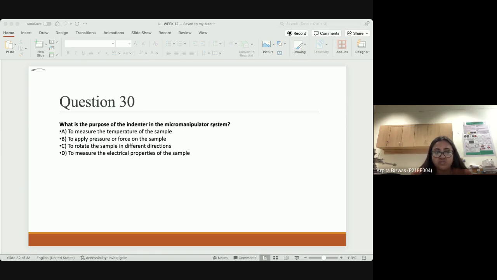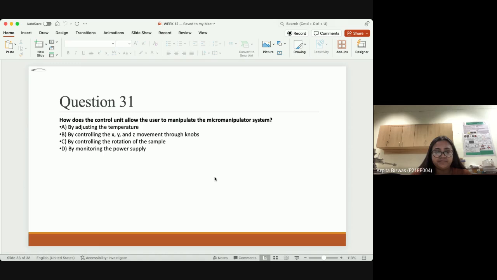So the right option is option B, to apply pressure or force on the sample. Okay. So next move toward question number 31. How does the control unit allow the users to manipulate the micromanipulator system? First option, by adjusting the temperature. Second, by controlling the XYZ movement through the knobs. And option C, by controlling the rotation of the sample. And option D is by monitoring the power supply. So which one is the right option?